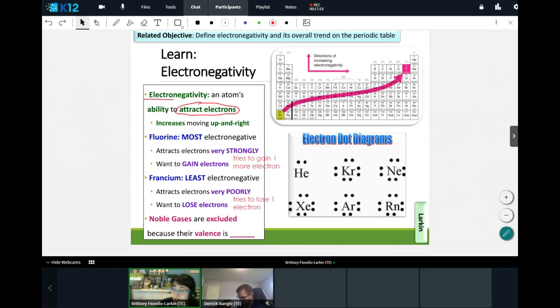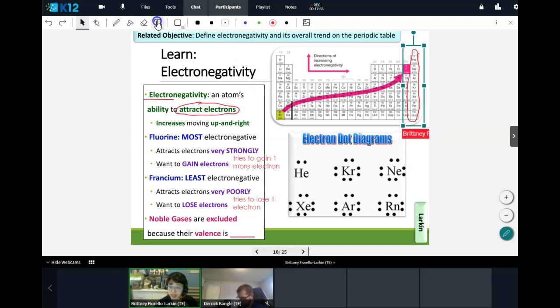You will notice, though, that I actually ignored this one column all the way to the right, group 18, and that is our noble gases. Tell me in the chat box, why do we exclude the noble gases? Their valence shell is completely what? We haven't started the notes yet, so don't worry. Noble gases, their valence shell is completely what?